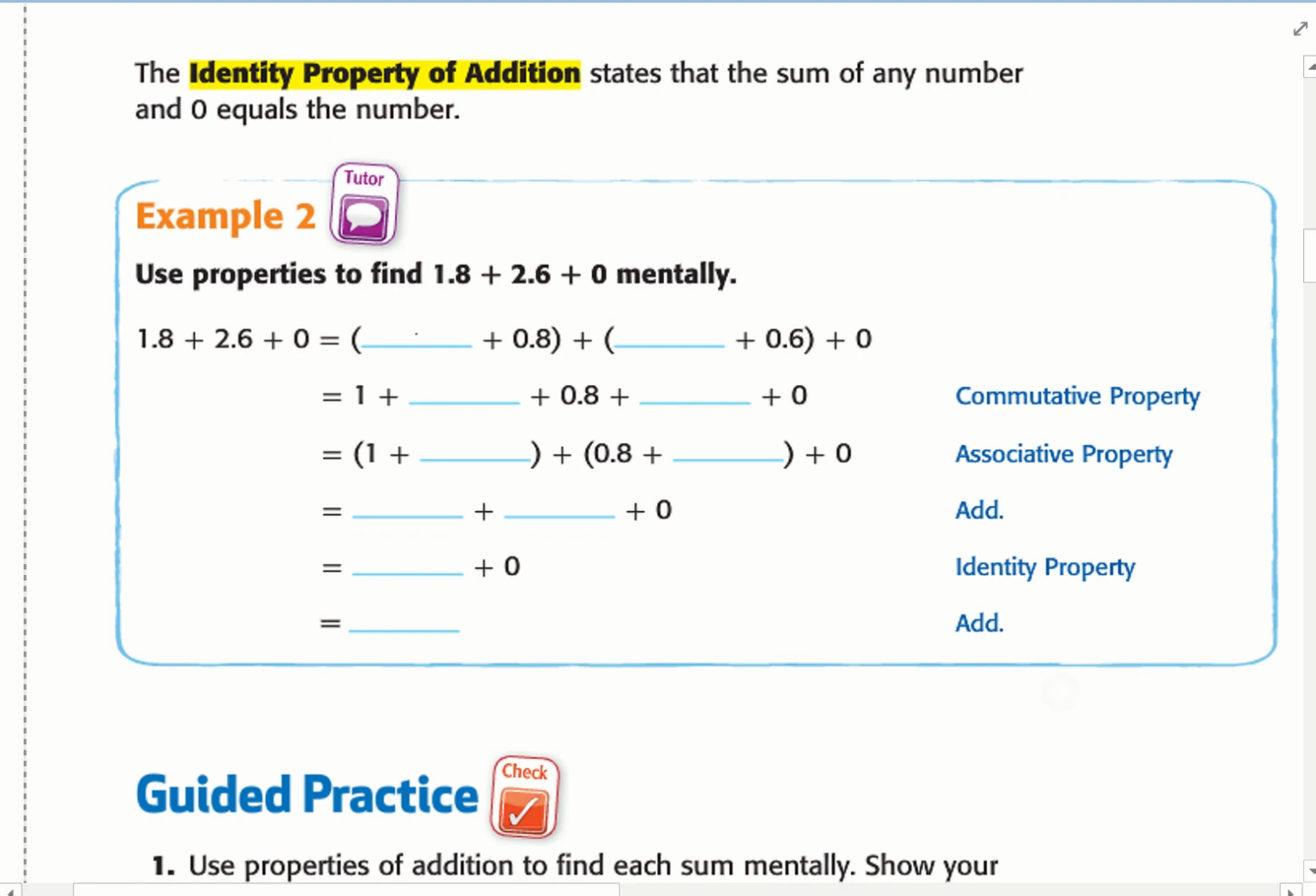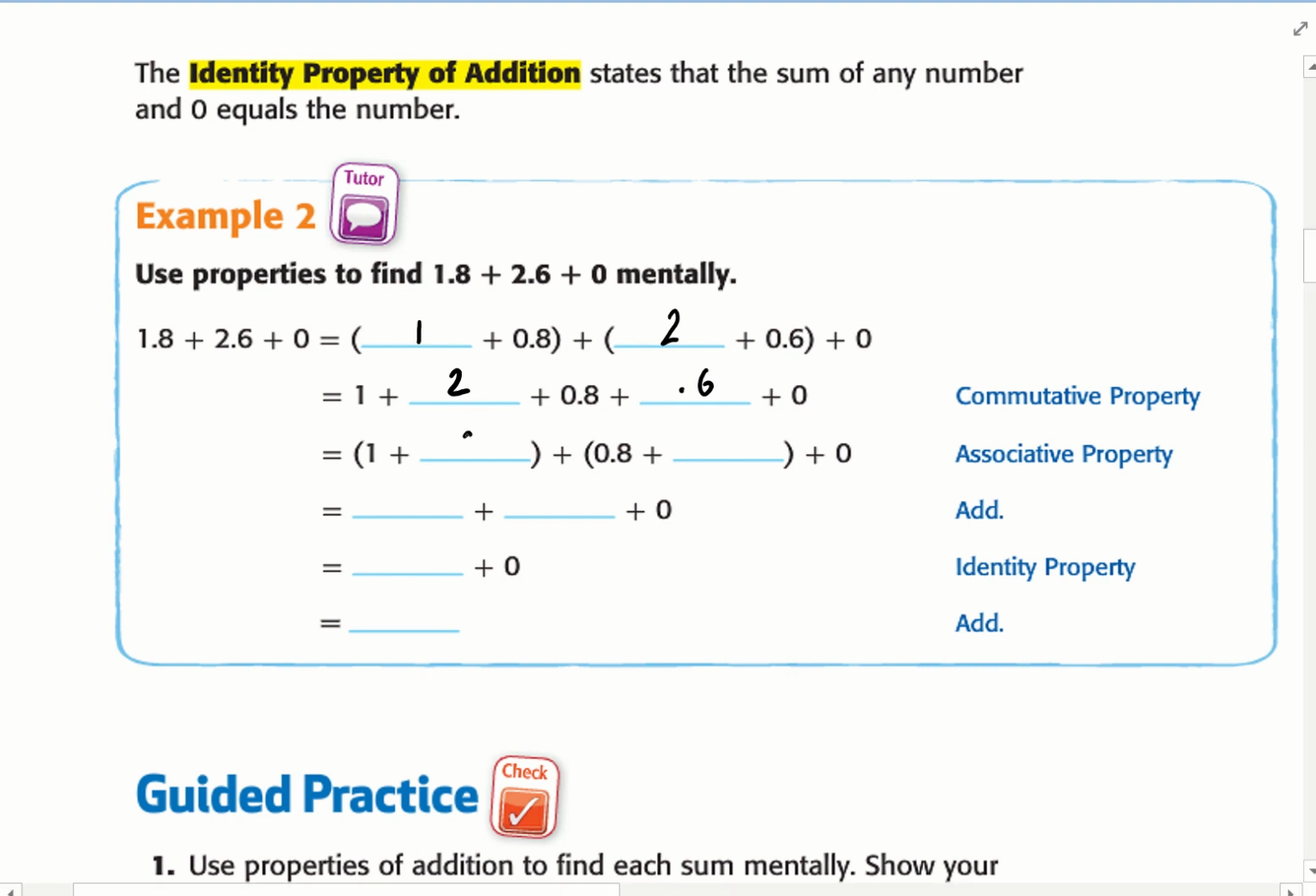So we have 1 plus 8 tenths, and then we have 2 plus 6 tenths plus 0. So the commutative property is if we change some of these numbers around, the order is not going to change the sum. So I can put these numbers in different spots. The associative property is when we start grouping stuff up.